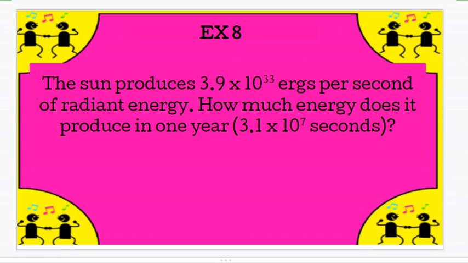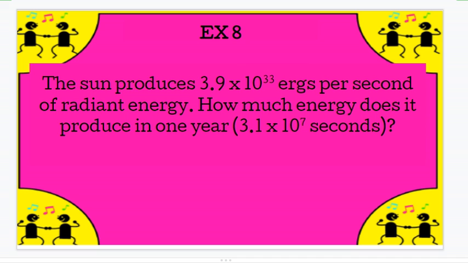Let's look at a word problem. Example 8. The sun produces 3.9 times 10 to the 33rd power ergs per second of radiant energy. How much energy does it produce in 1 year? 1 year is equal to 3.1 times 10 to the 7th seconds.